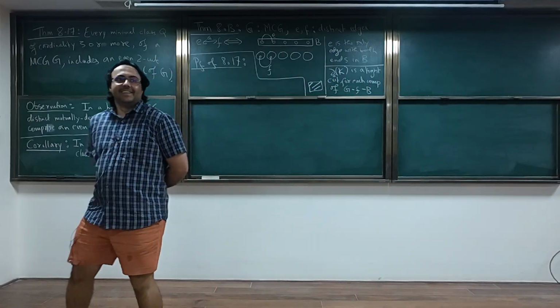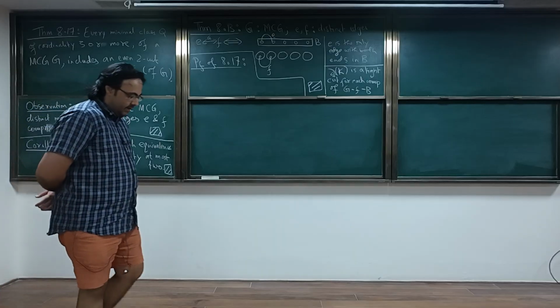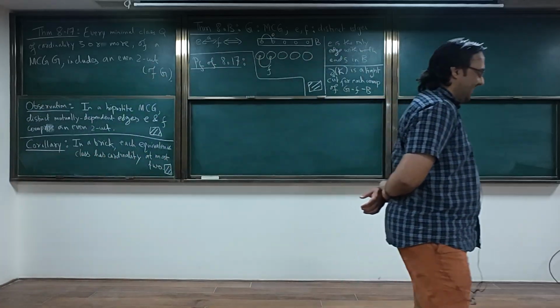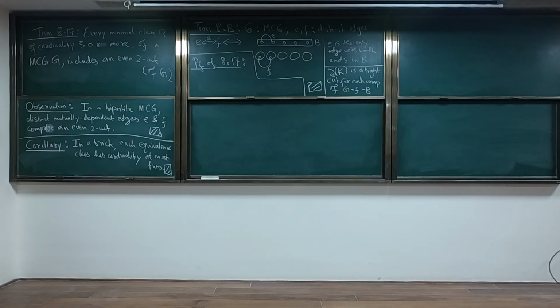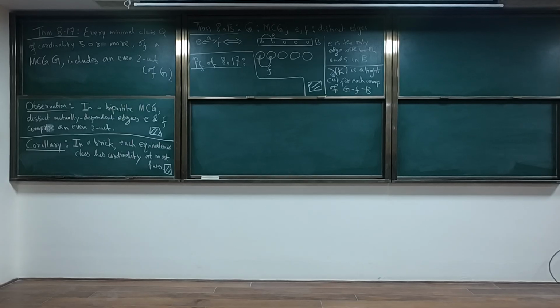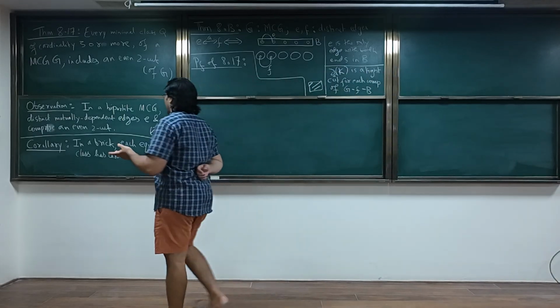We need that. So let's continue the proof of the theorem, which says that every minimal class of cardinality 3 or more contains an even 2-cut. So if I have a minimal class that has at least 3 edges, then there is a pair of 2 edges that comprise an even 2-cut of the given matching covered graph, right? And what we observed last time, just a quick recap.